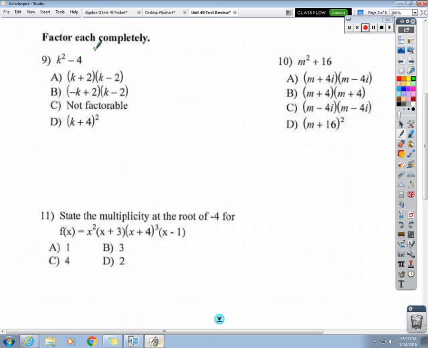Remember when we factor these, what's special about them is they match everything except for the sign. Okay, because if you're going to multiply and get a negative, don't your signs have to be opposite? Okay, so if you're going to get a k squared, don't you have to have a k times a k? And to get a 4, 2 times 2. So that's answer A.